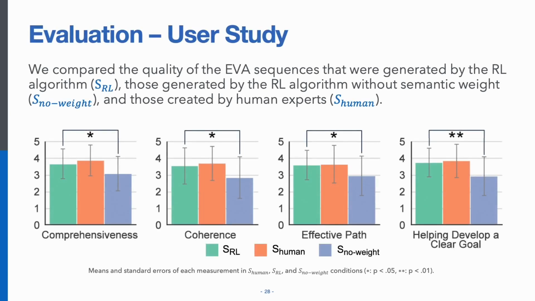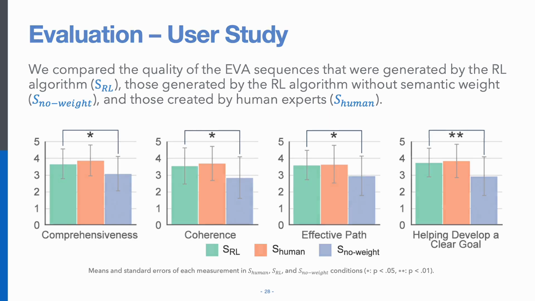In the user study, we compared the quality of the EVA sequences that were generated by the RL algorithm, those generated by the RL algorithm without semantic weight, and those created by human experts. The results showed that there is no significant difference between VIS and human, but VIS performs significantly better than the algorithm without semantic weight.